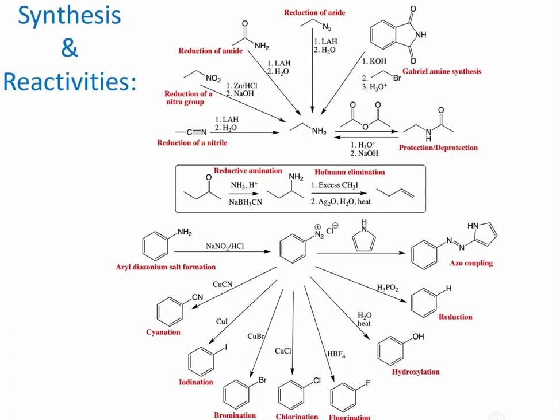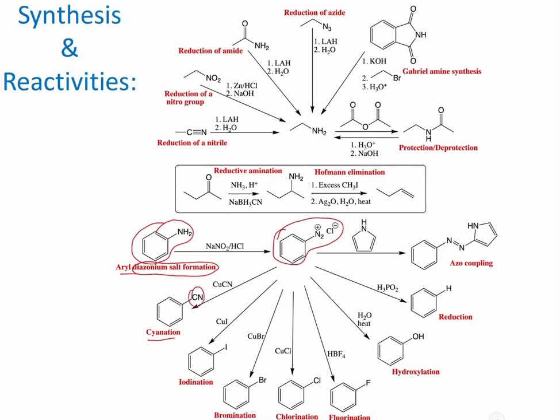So in other words, when we have a primary amine which is attached to an aromatic compound, we are able to form an aryl diazonium salt. Once we form the aryl diazonium salt, then we can perform a variety of reactions. For example, we can do what is called cyanation. We just use copper cyanide to install the cyanide group.